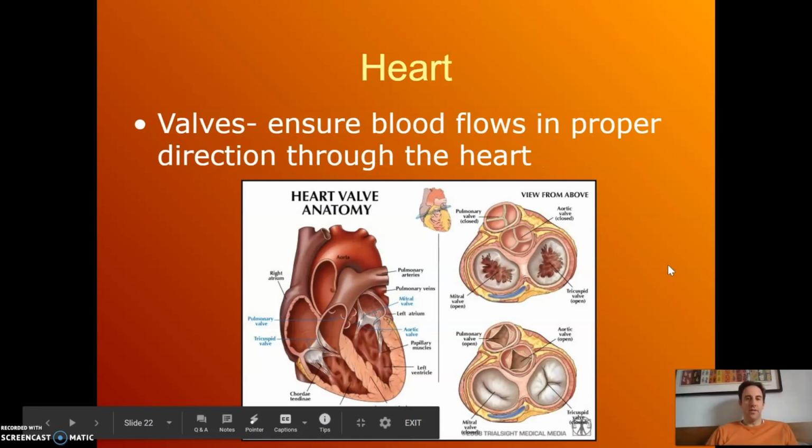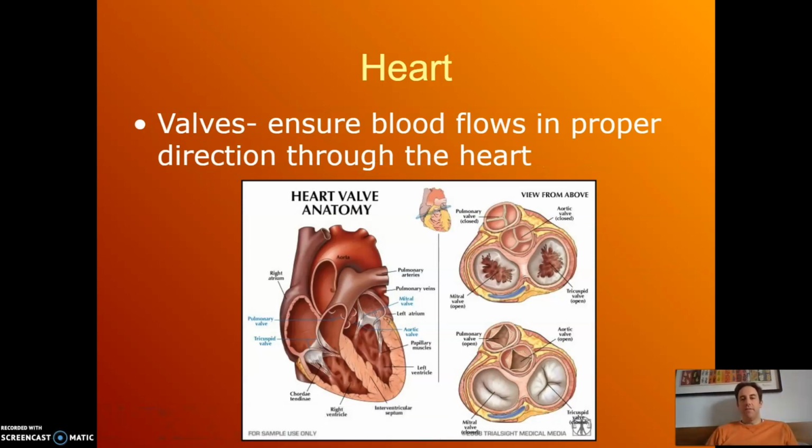The last component of the heart are the valves. The valves ensure blood flows in the proper direction through the heart. They're kind of like a one-way door. You can go through in the proper direction, but if you try and go the other way, the door is blocked off and you can't go through. You can see the valves here, so blood can go this way through the valve. And then here's kind of a top view of the heart. This is a closed valve, and here's the open valve.